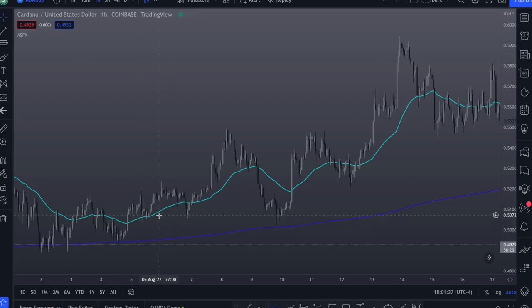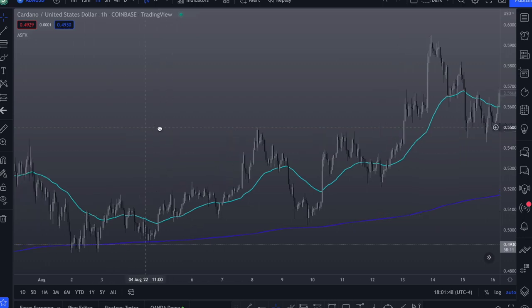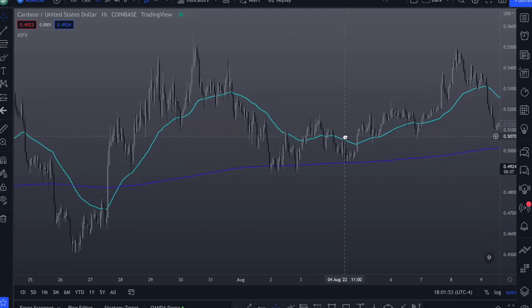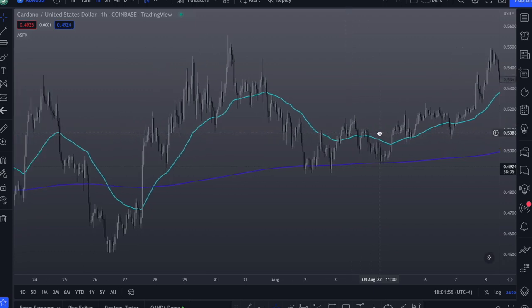So these are just quick ways that you can use the EMAs to see what type of trend that you're in, whether you should be long biased or short biased, and how people use them. Another way that people use them is as dynamic support levels. So I definitely use them as dynamic support levels.